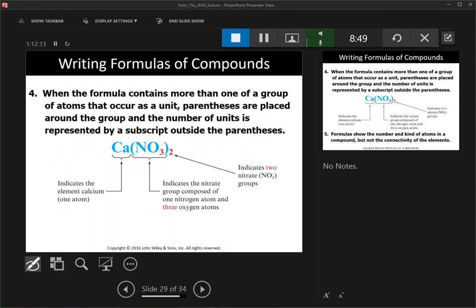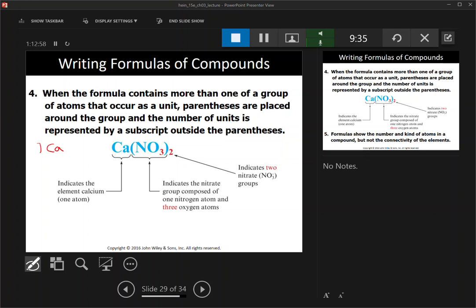This is the formula of calcium nitrate. Now, by looking at the formula, I can tell that calcium nitrate is composed of calcium, nitrogen, and oxygen. How many calcium atoms? Very good, 1 calcium.